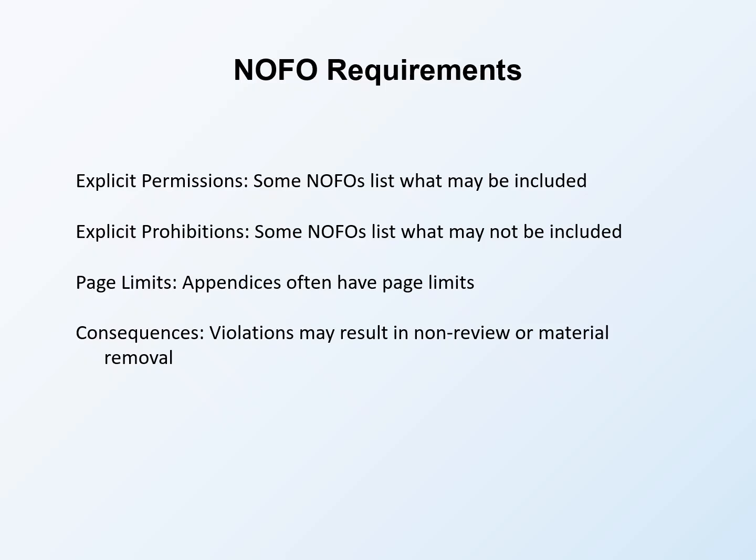Consequences of violating appendix requirements may include non-review of your application or removal of non-compliant materials. Some agencies physically remove appendix pages that exceed limits. Some reject applications with prohibited content. Understanding potential consequences motivates careful compliance.